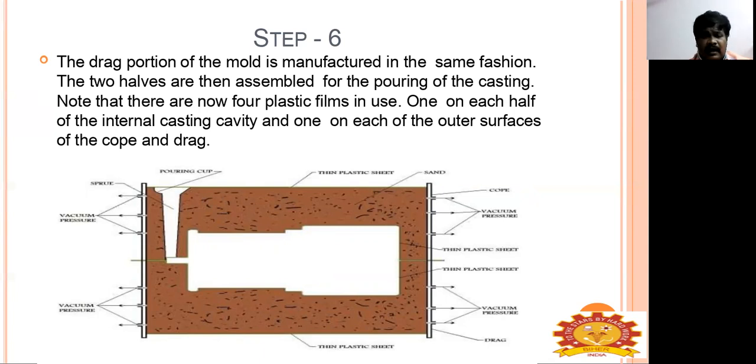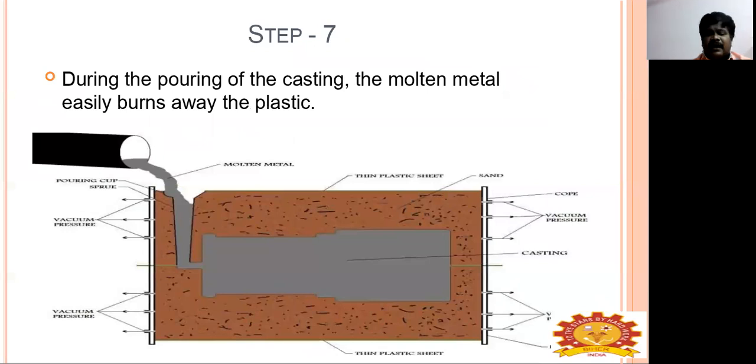So our drag portion of our mold will be manufactured in the same fashion. Step 7 is during the pouring of our casting: the molten metal will easily burn away the plastic. Now the properties and considerations we should know about manufacturing by vacuum mold casting.